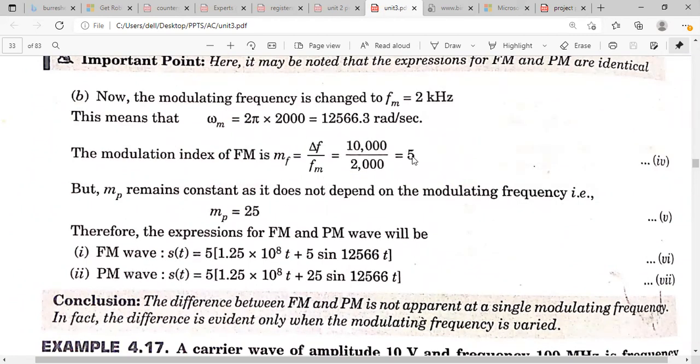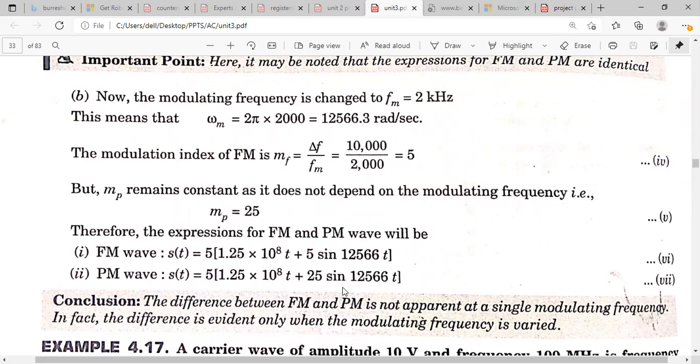What is the modulation index here? It is 5, and the omega M also changed. You have to write the omega M here. So if the frequency of the modulating signal is increased or decreased, it doesn't affect the phase modulated wave.